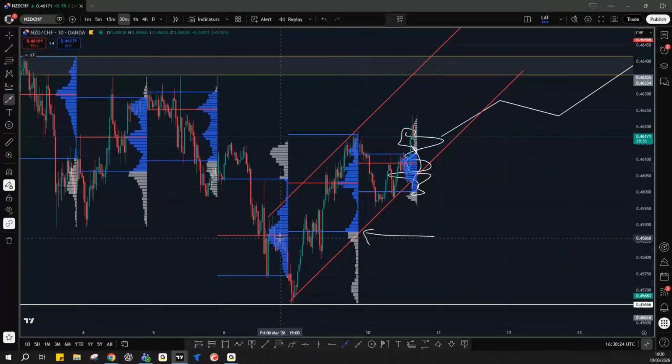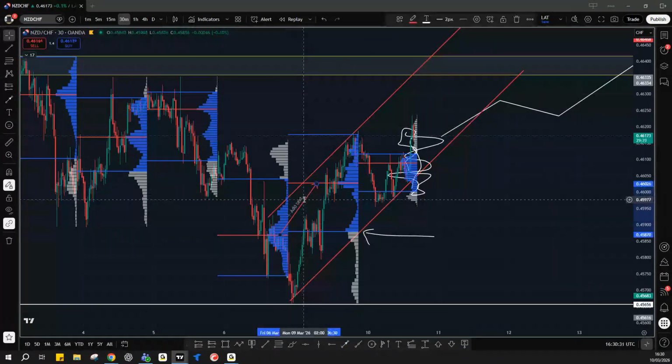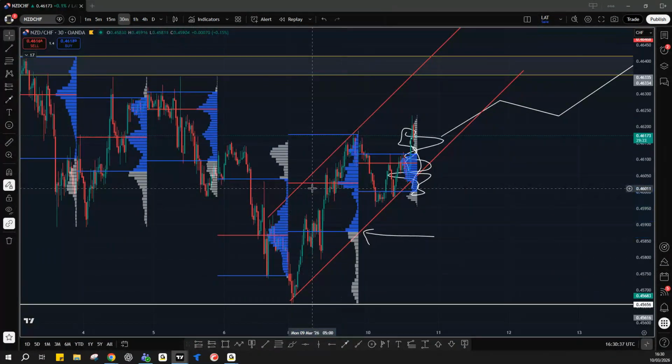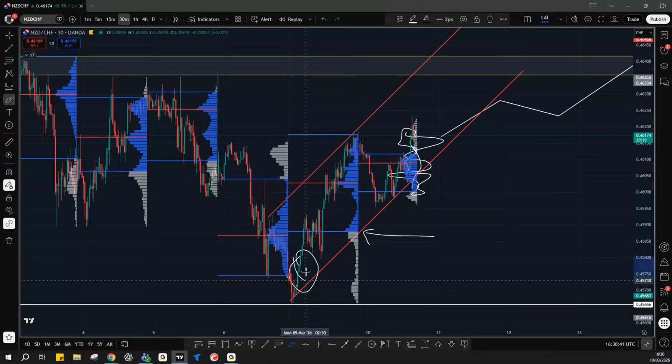So what we have here is a bit of a shift higher for the point of control. So market participants are accepting higher prices based on the fact that we have seen the most trading volume at this price level here versus a level, say, down here where we've traded, but we weren't so happy to trade there.